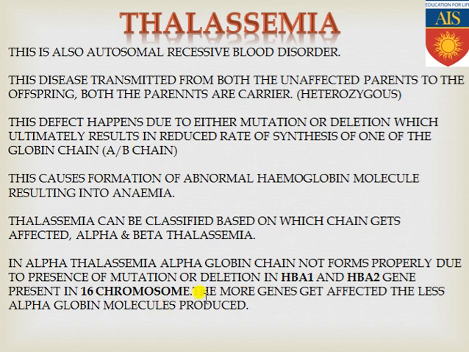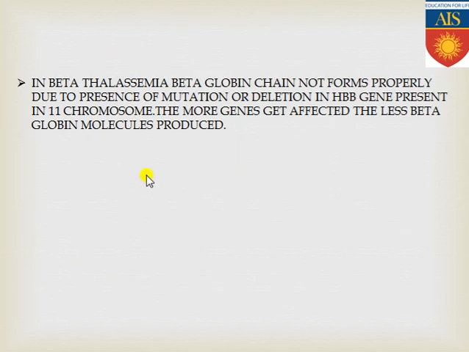In the other case, in beta thalassemia, obviously the beta globin chain is not formed properly because the mutation or the deletion has occurred in the HBB gene, which is present on the 11th chromosome. Due to the mutation or deletion in the HBB gene on the 11th chromosome, the beta globin chain is not formed properly and that individual suffers from beta thalassemia. So this is the total about thalassemia.